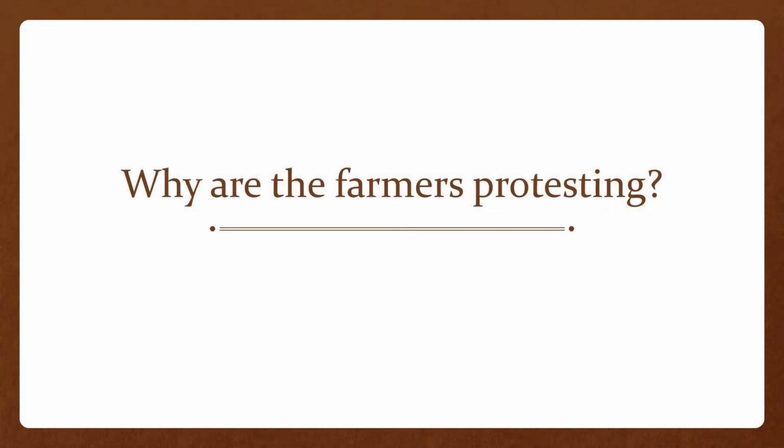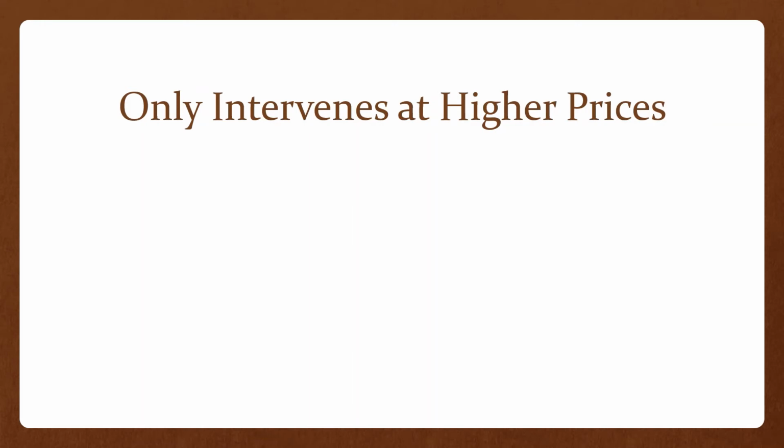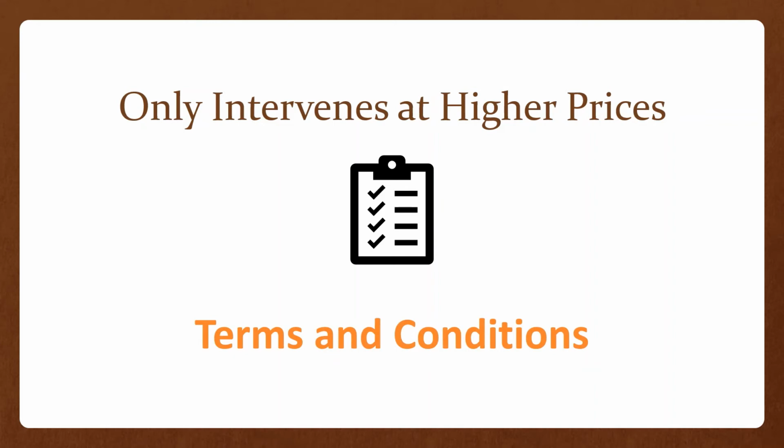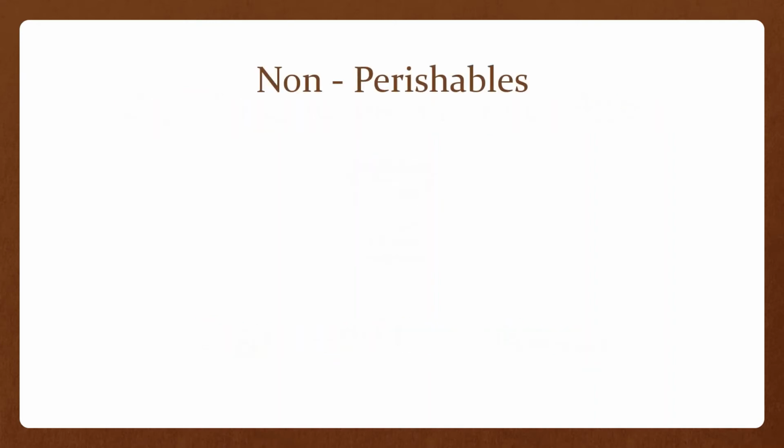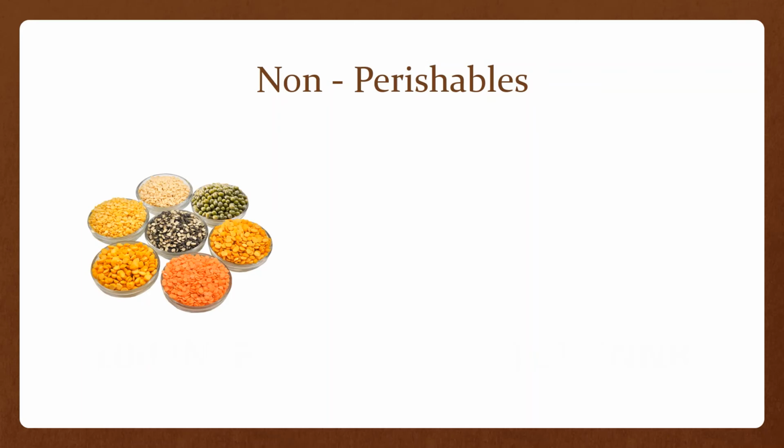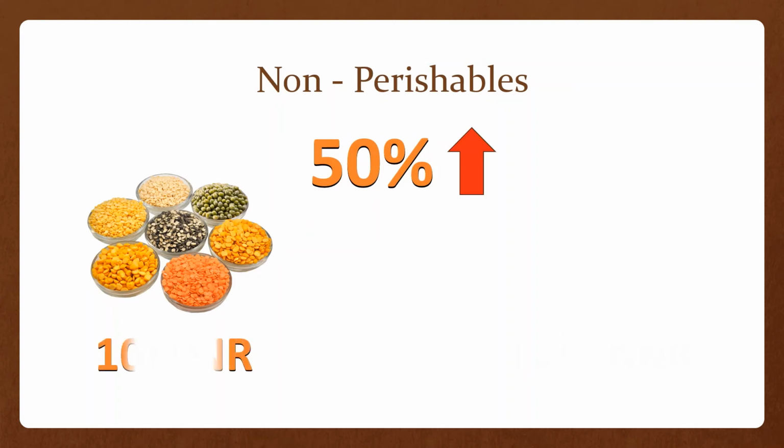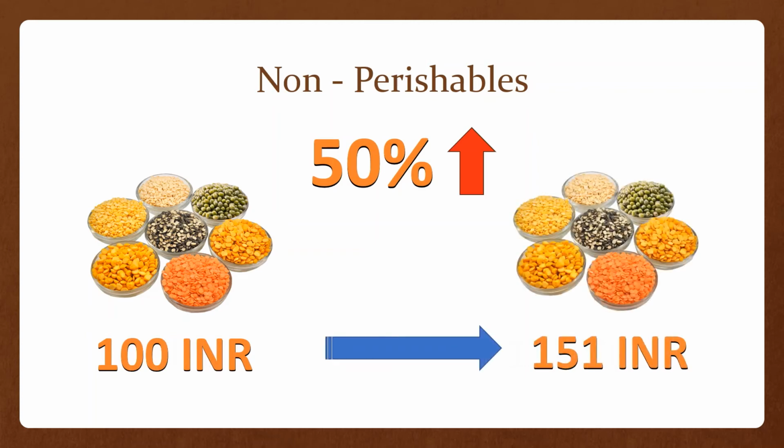Why are the farmers protesting? The government only regulates stock of item based on rising prices, and then it will add them back to the essential list, but there are conditions. Non-perishable items are items that can be stored at room temperature for a number of months or years, such as pulses, oils, and cereals. The government will only intervene if there is a 50% increase in the retail price of these items. For example, if pulses cost 100 rupees for 1 kilogram, cost needs to increase to 151 rupees, then the government will move pulses to the essentials list to start regulating it.